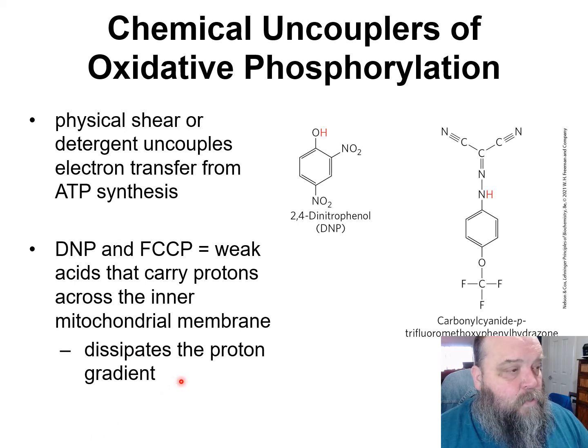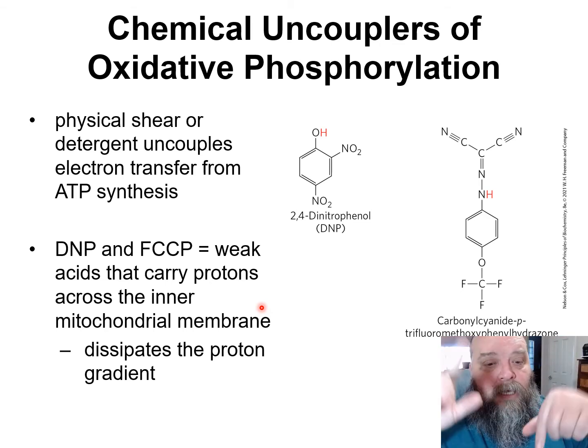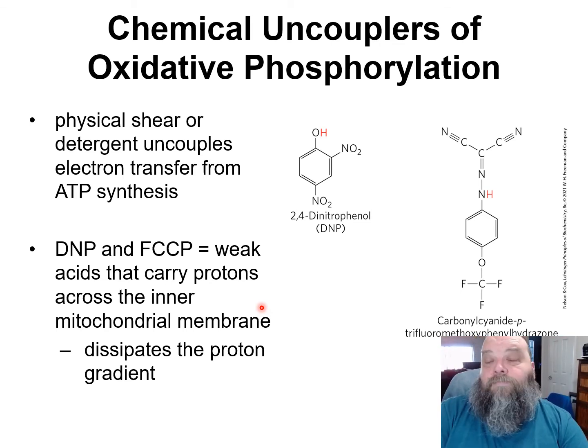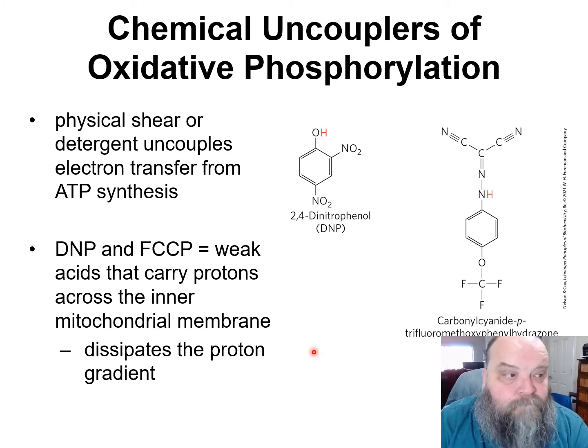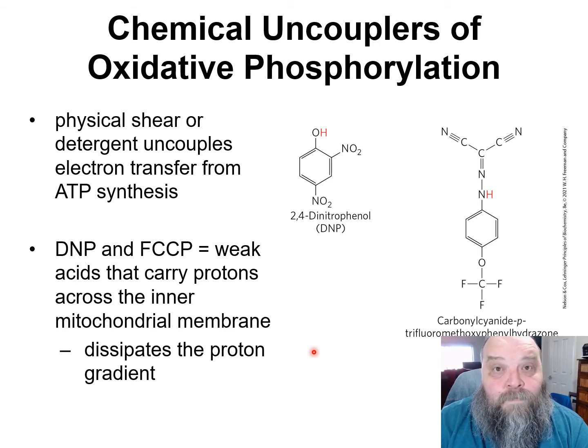There are a couple of ways to uncouple. Uncoupling means you're going to get rid of the transfer of electron energy, the pumping of the hydrogens. DNP and FCCP are weak acids that carry protons across the intermembrane space, so they will basically get rid of that differential. No hydrogens high on one side and low on the other means no flowing of the hydrogens through ATP synthase.